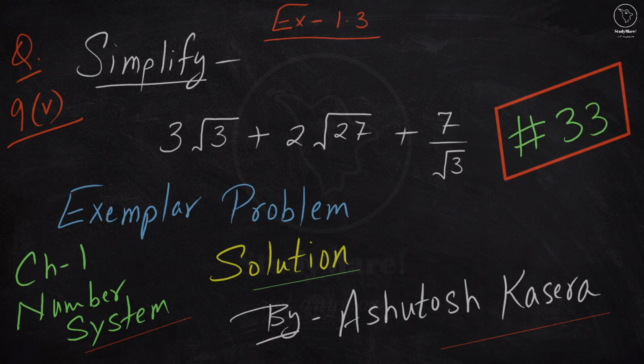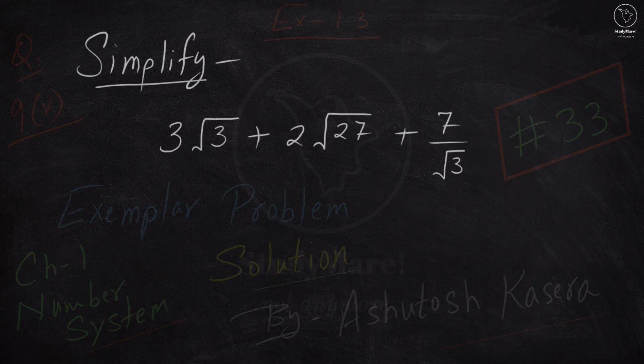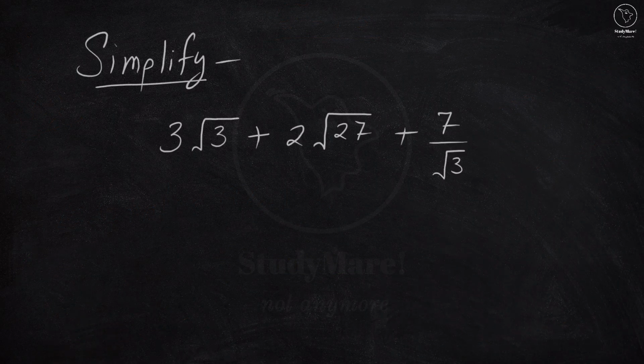Simplify 3 root 3 plus 2 root 27 plus 7 by root 3. The question may look like a difficult one because of the presence of root 3 in the denominator of one of the fractions. But believe me, it is not. Just follow the steps and you will get the answer.